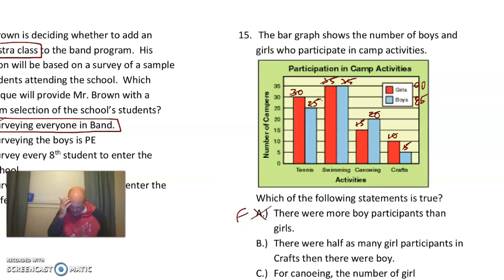B. There were half as many girl participants in crafts than there were boys. So here's crafts. It says that there were half as many girls. Well, that's not true. It's backwards. There's actually half as many boys. So B is false.